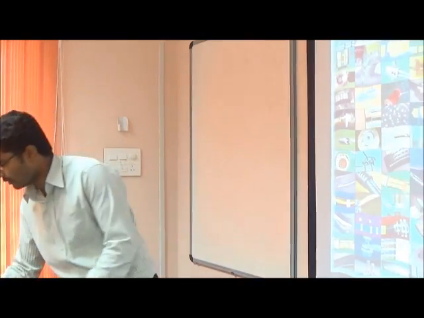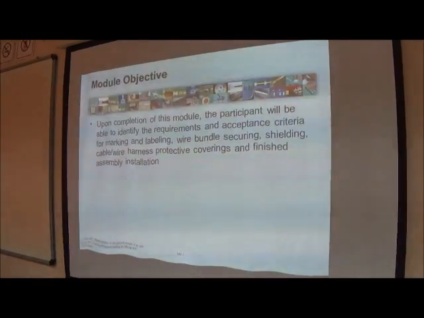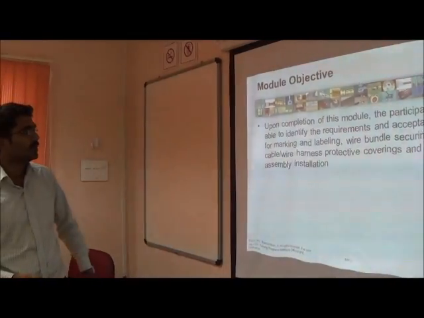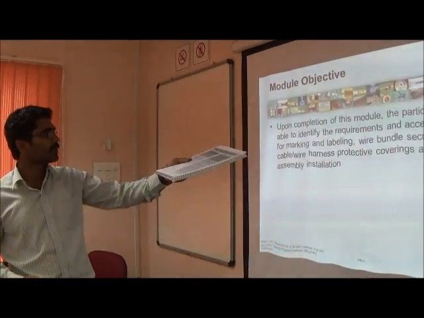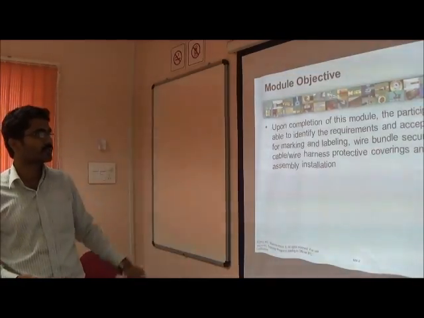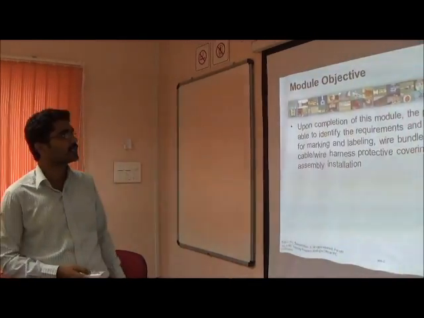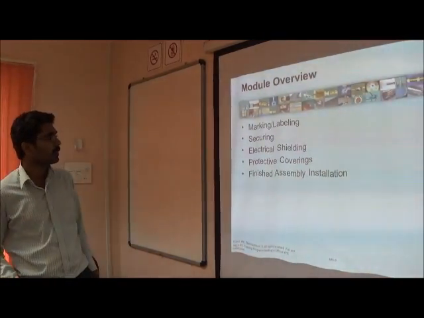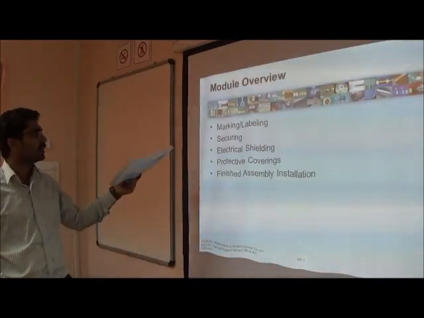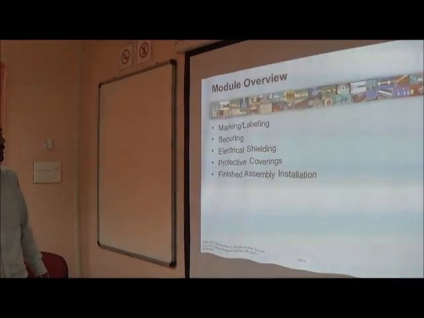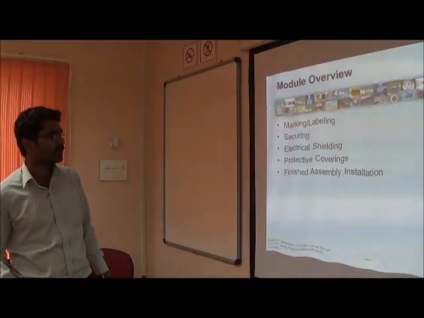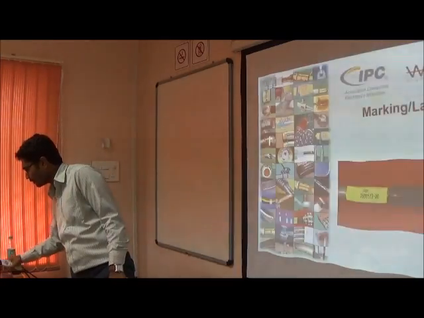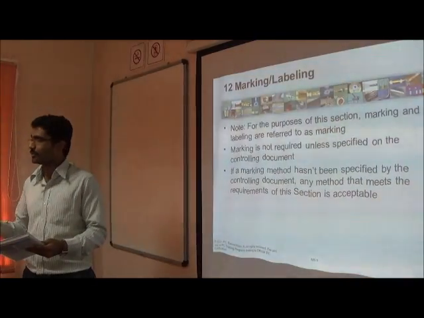Okay, now we can go with the IPC. This module speaks about marking and labeling of the wire bundles: labeling, wire bundle securing, shielding, harness protective covering, and finished goods also, marking and sleeving. This chapter covers marking, labeling, securing, electrical shielding and protective covering, finished with installation. But now we are going to see only marking and labeling.